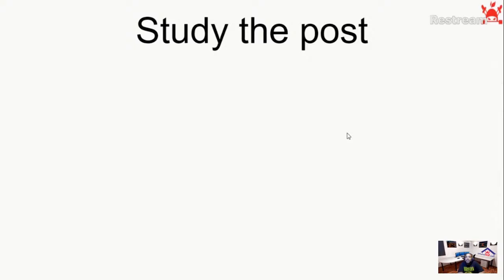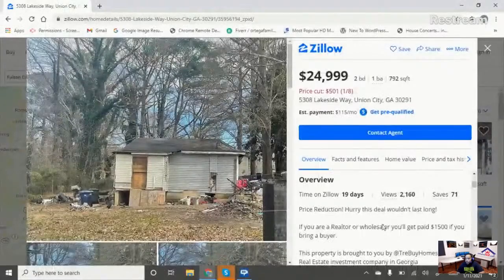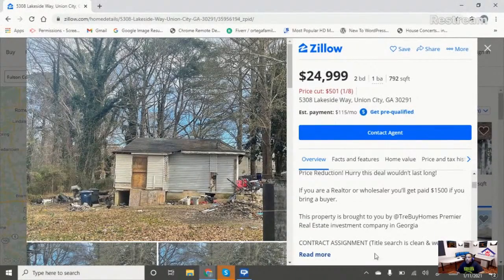And now the next step is to study the post. You're gonna study the post. So the first thing you're gonna look at is the description of the post. Now this is very important because this is where you get to see if this is a wholesaler or not. By reading this post, I can already tell this is a wholesaler. I mean, this is the giveaway, obviously.